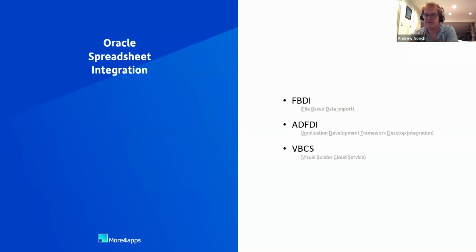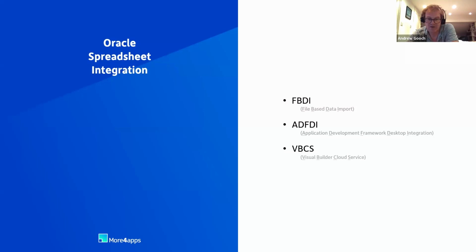But with Cloud Fusion, Oracle stepped up its game a bit. And there are a number of spreadsheet-based integration approaches available to you there. The most talked about is the first one, FBDI, but there's also ADFDI, VBCS. Most of you will be familiar with FBDI. It's the most widely used. We will be discussing it in more detail in a minute. But I'll briefly touch on the other two first.